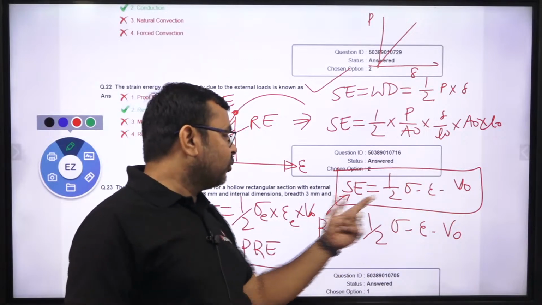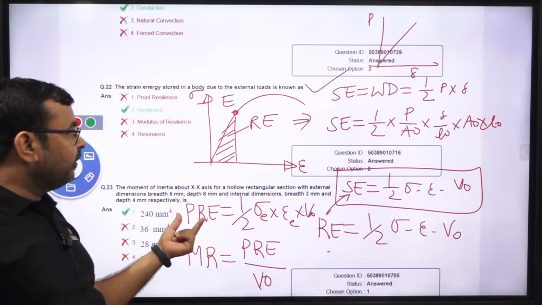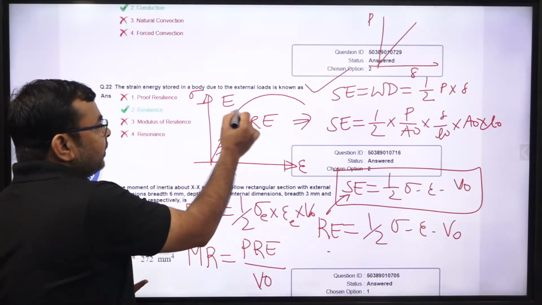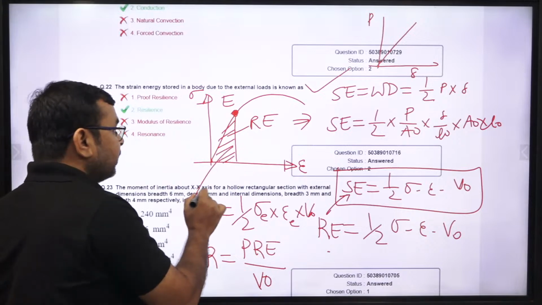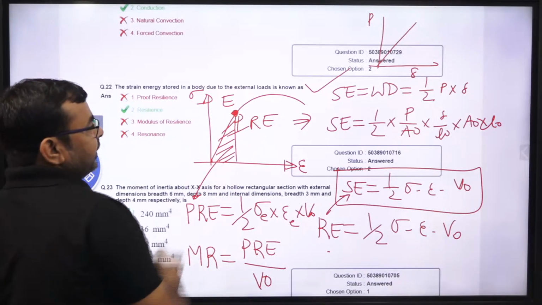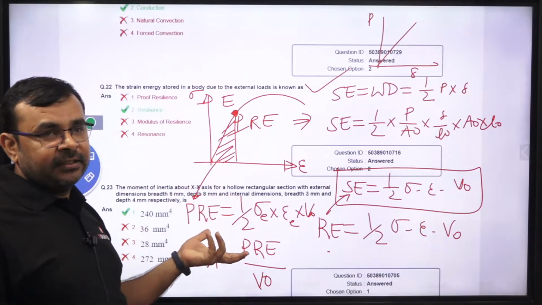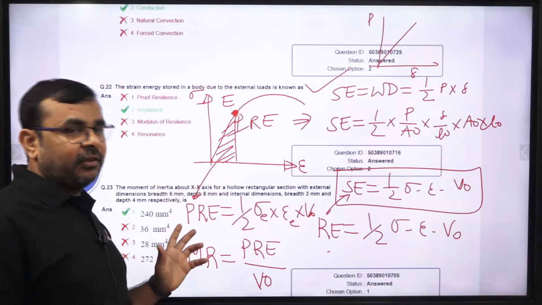And if this energy is stored within the elastic limit, then simply we can say resilience. And if it is the maximum limit, this is called proof resilience. Yes or no? This is the maximum limit. Within the elastic limit, you can say resilience. If it is the maximum limit, then this is called proof resilience.